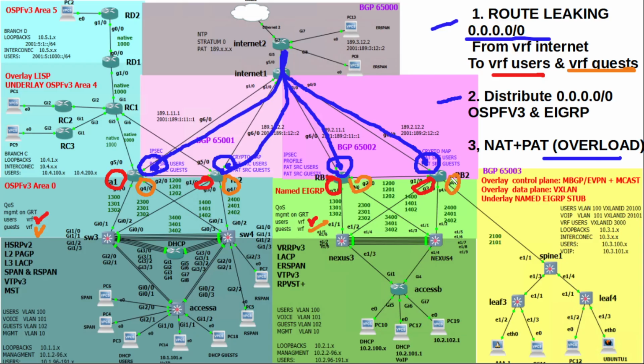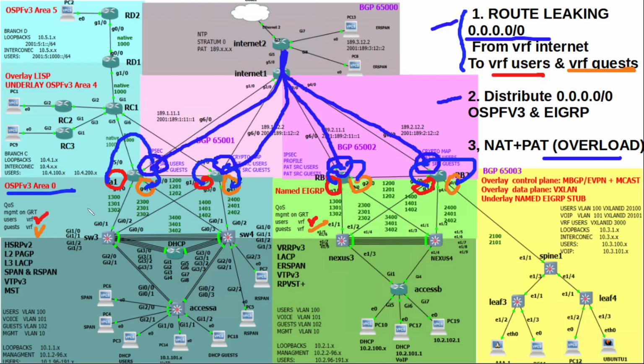These two VRFs do not have the default route. So we need to perform route leaking from the internet VRF into these two VRFs, so that these users VRF and guest VRF will be able to know the default route. So the first action will be doing that route leaking, and then the second action will be actually redistributing these default routes.